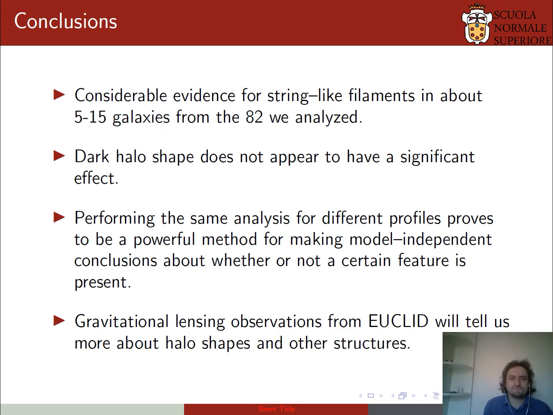Finally, I'm moving on to conclusions. Out of the 82 galaxies from the SPARC database that we have analyzed, we have obtained considerable evidence for the presence of an elongated object at the origin for about 5 to 15 galaxies, and on the contrary, dark matter halo shape does not appear to have a significant imprint on the rotation curve.